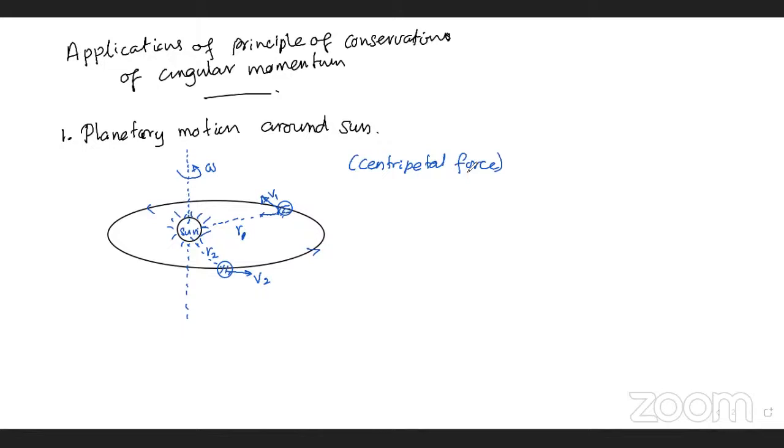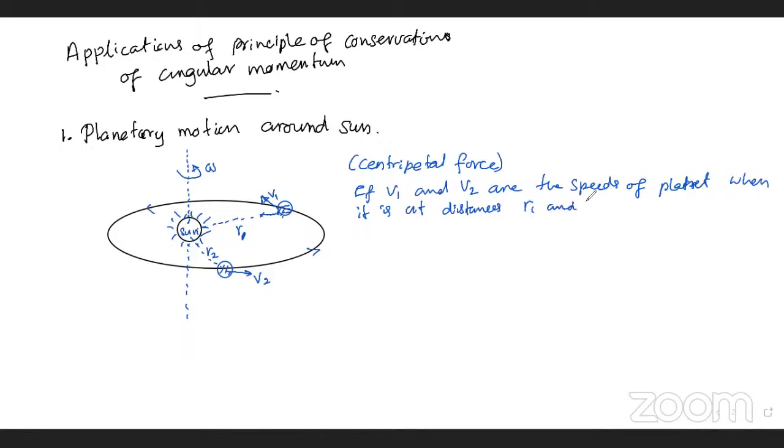If V1 and V2 are the speeds of the planet when it is at distances R1 and R2 respectively, then you can draw this one and write this.